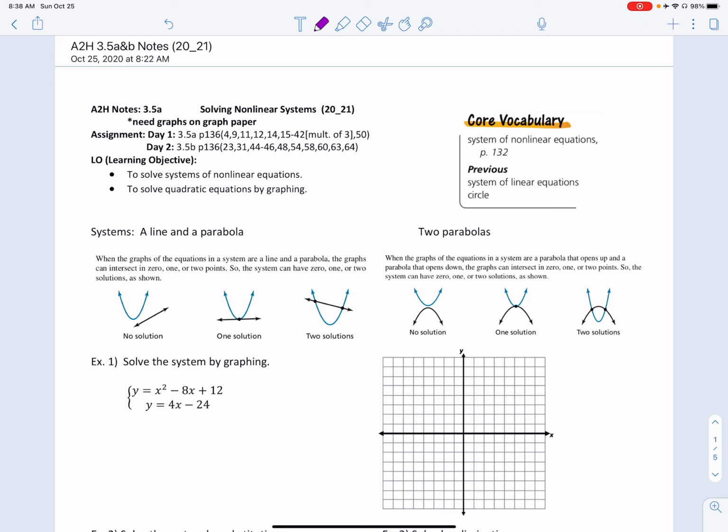One system that we're looking at today is a line and a parabola. And you can see there's ways where you can have no solution, one solution, or two solutions. Those are the possibilities, depending on if the line intersects the parabola at all, or in 1 point or in 2 points. And with two parabolas, you have the same results.